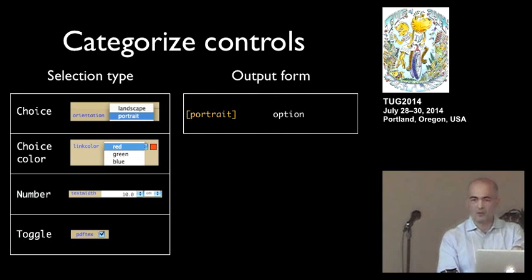How you write it is a separate thing. Could be just an option. So, for example, in that first one, portrait is an option. It goes into square brackets before the package. Color would be, for example, in hyperref, linkcolor equals red.